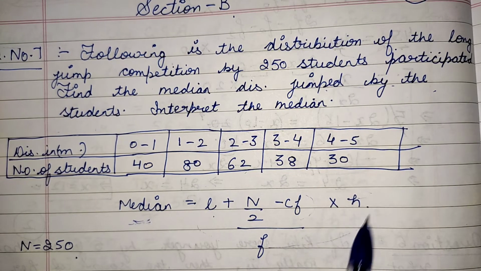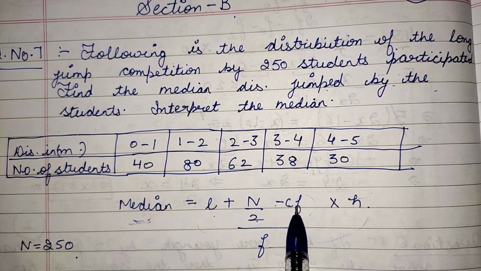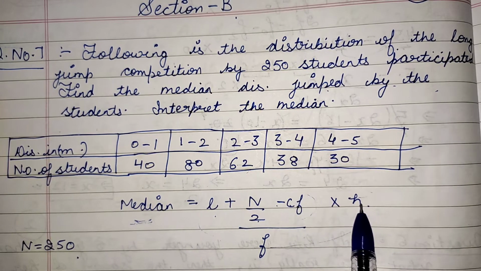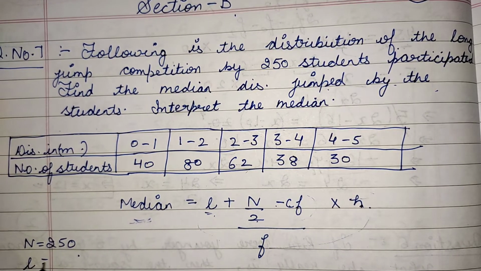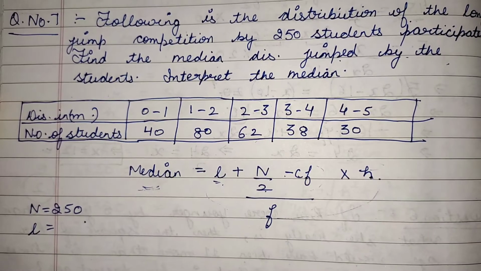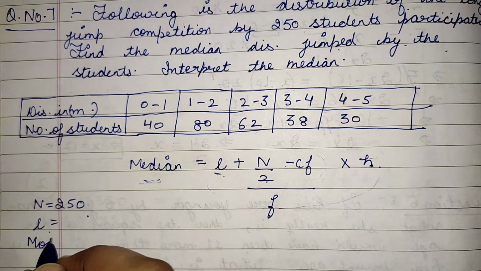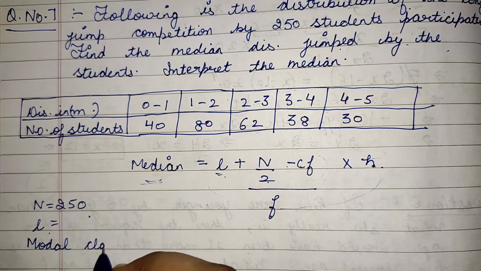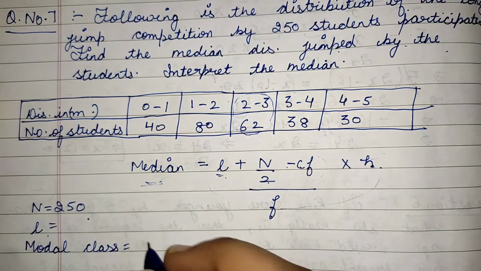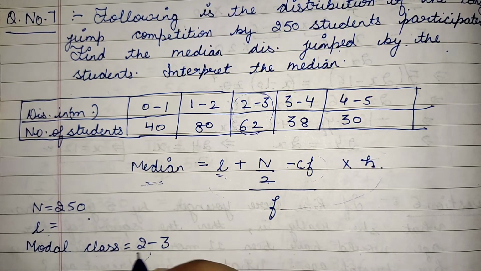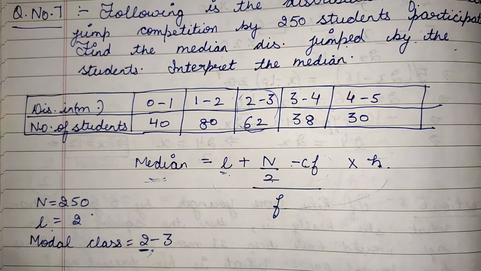So we know the formula of the median. How to find the median? L plus (n by 2 minus cumulative frequency) divided by small f, into h, right? So let's find all these values. What is the value of L? To find the value of L, first I have to find my modal class. So what is the modal class? The middle one. The middle one is 2 to 3. So L is the lower value of this modal class.